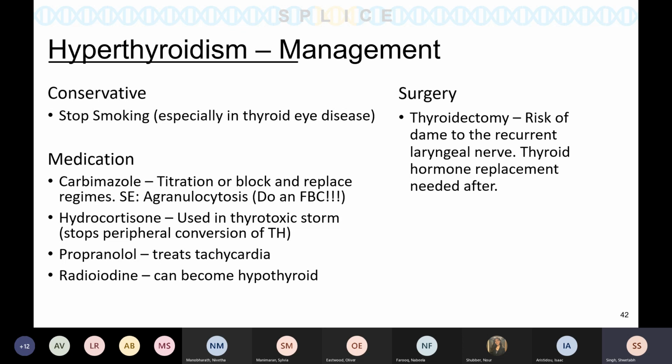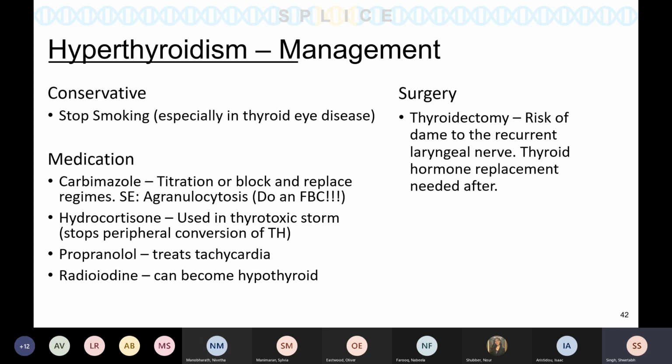Note for that agranulocytosis. So if you get a question where somebody's on carbimazole and they've suddenly got a sore throat, you have to ship them to A&E straight away. That person's got to go, because you're really worried about agranulocytosis at this point. So you want to do an FBC and see what their white cell count is, because if it's low, they need IV antibiotics in a hospital.